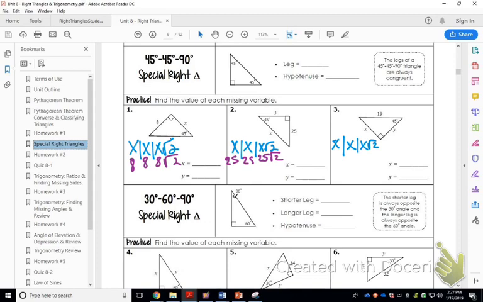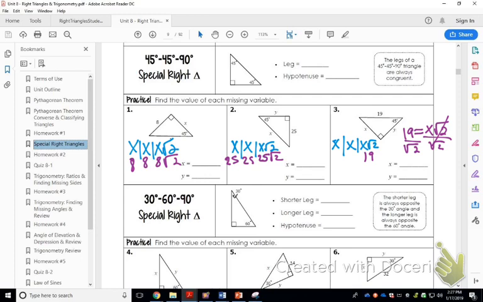On number 3, what's the 19? Hypotenuse. Okay. So we don't know what x is, right? Right. So this is the one that we solved. So 19 equals x times the square root of 2. What are we going to do to solve it? Divide that square root of 2 on both sides. Okay. So we get x equal to 19 over the square root of 2.